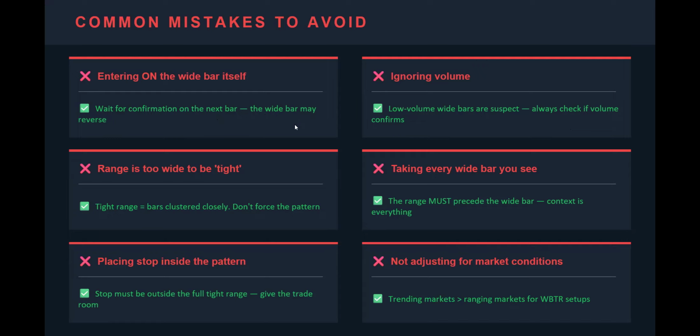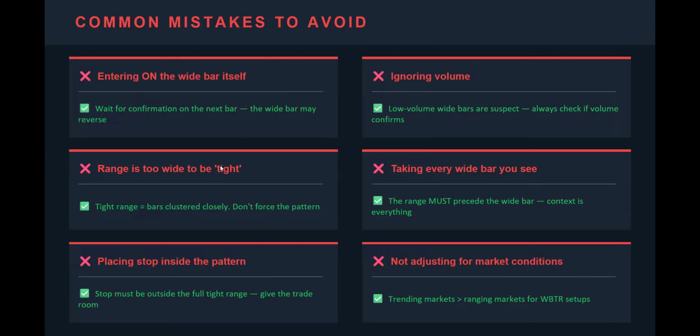Wait for it. Sometimes it may be a fake bar. Sometimes smart money tends to trap the retailers by presenting this type of wide range bar. So wait for the confirmation on the next bar. Do not enter on the wide bar itself.